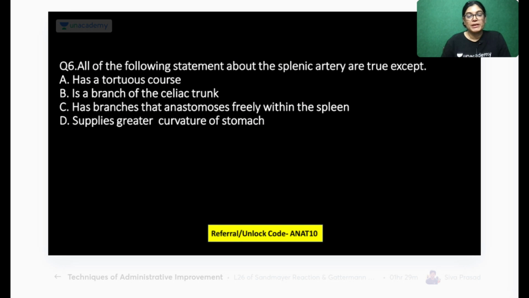All of the following statements about the splenic artery are true except. Which statement according to you is a wrong statement about the splenic artery? Question number 6. Options: has a tortuous course, is a branch of the celiac trunk, has branches that anastomose freely within the spleen, supplies the greater curvature of the stomach. So we have 4 options and you have to give me the correct answer.